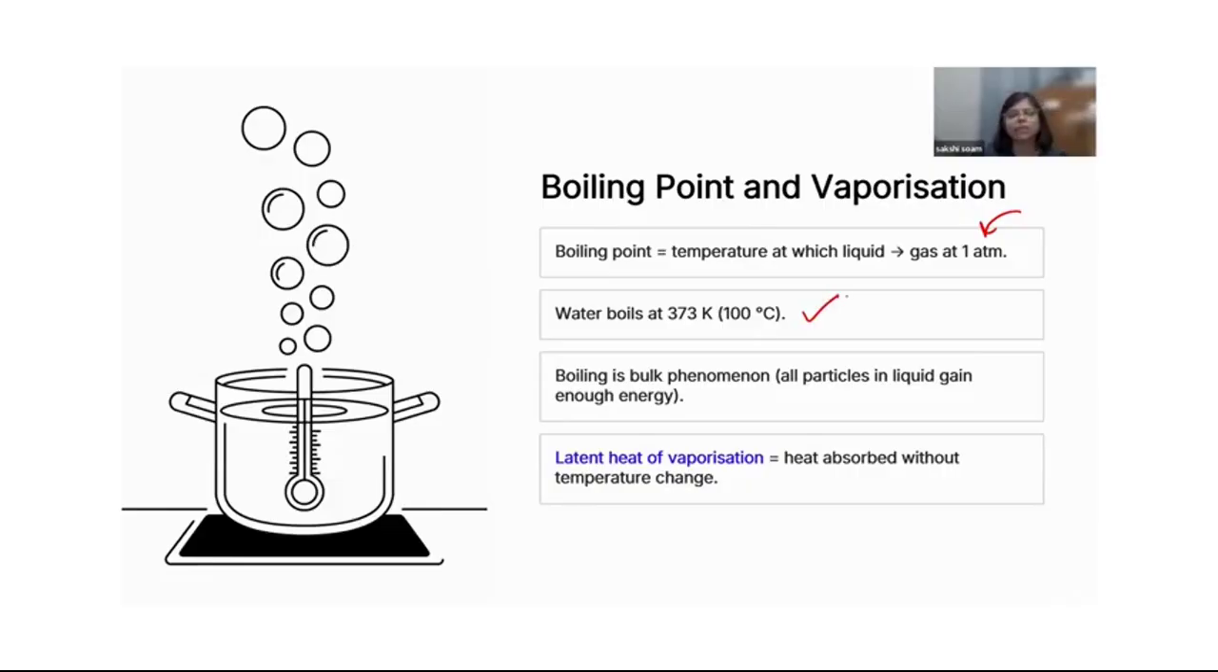And this is a bulk phenomenon. What is the meaning of bulk phenomenon? This means that all the particles are gaining that energy. It is not only the surface particles that are getting converted into vapor. No, all the particles are gaining energy and getting converted into vapor, right?